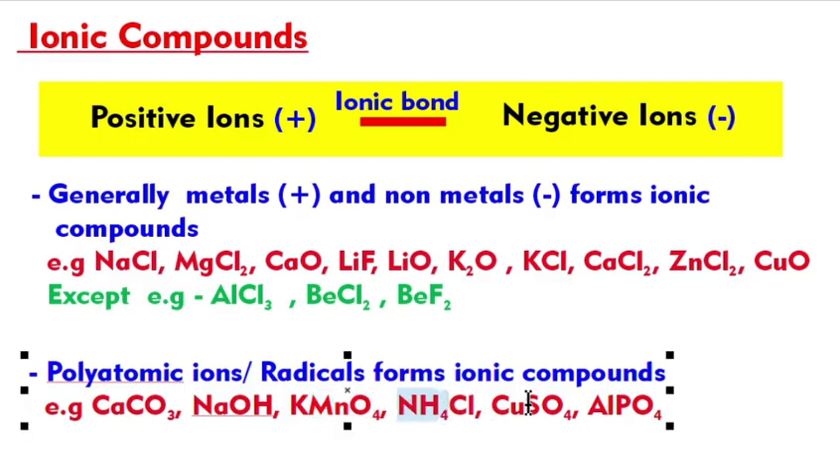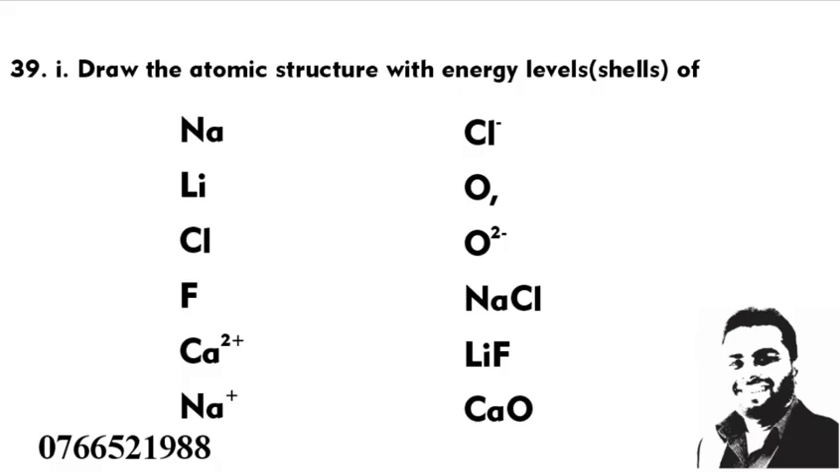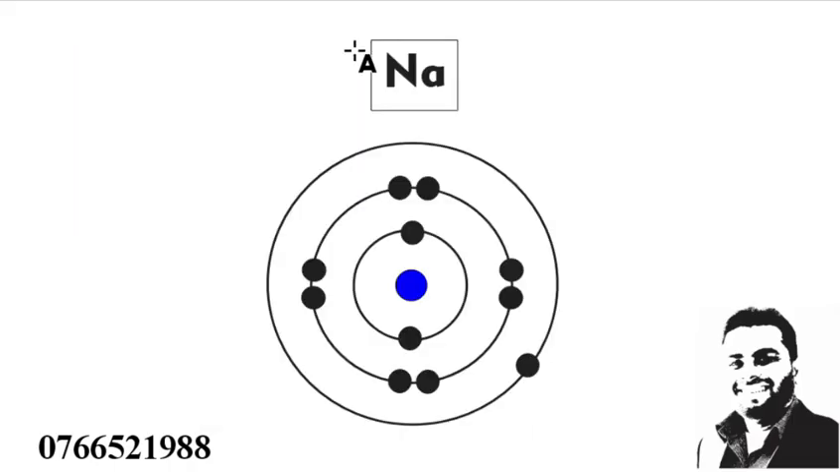So in your tute, I have given the 39th question: draw the atomic structure of sodium and certain compounds and certain ions with their energy levels. So I'll quickly go through it. So sodium, you know, is 2, 8, 1. In the first shell 2. This blue ball represents the nucleus, so it's positively charged.